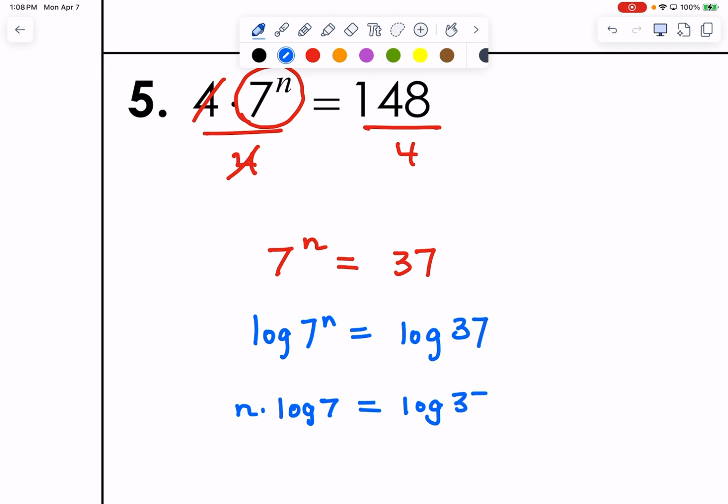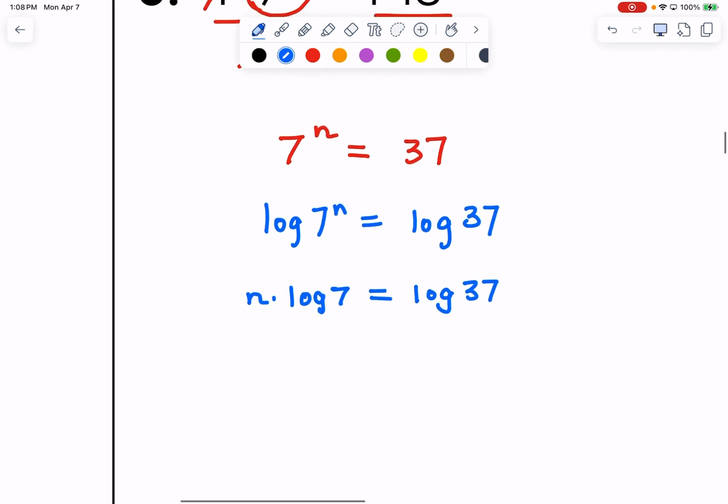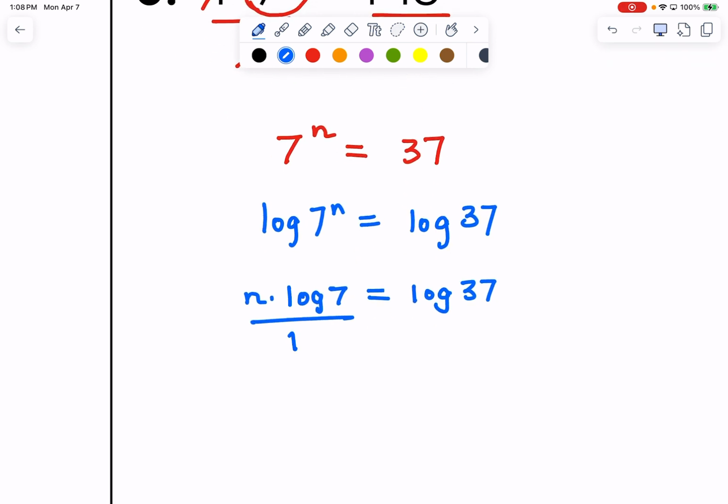Now, Aiden, what do we do? Divide by log 7. Write this down. And then somebody tell me, so log 7 is going to cancel. Type in log 37 divided by log 7 on your calculator. Tell me what we get.